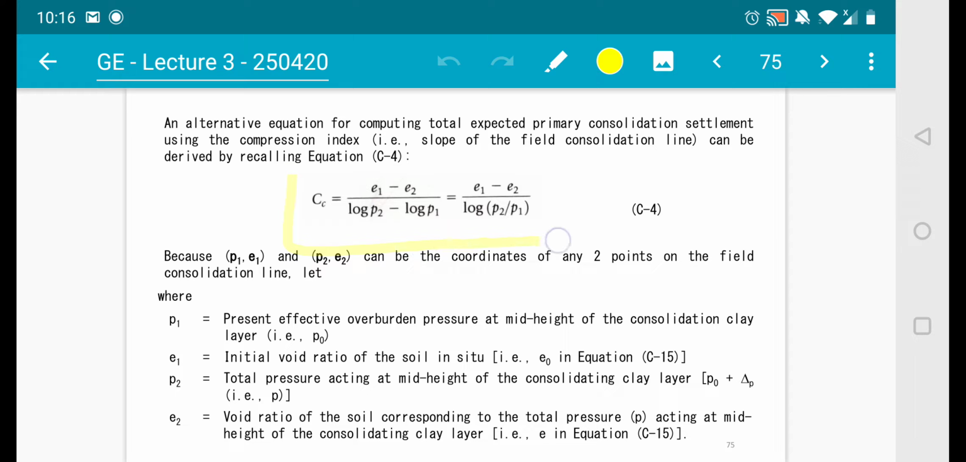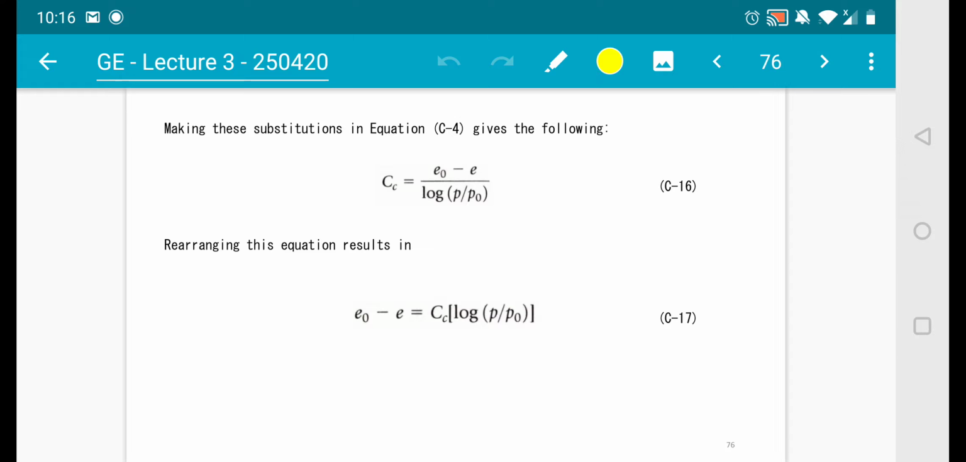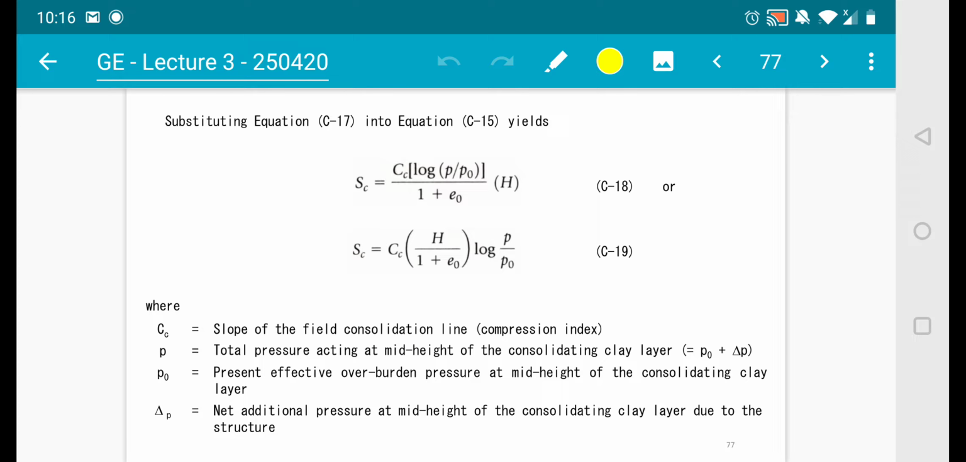So this was a previous formulation to get Cc. Alright, another formulation, rearrangement, and so on.